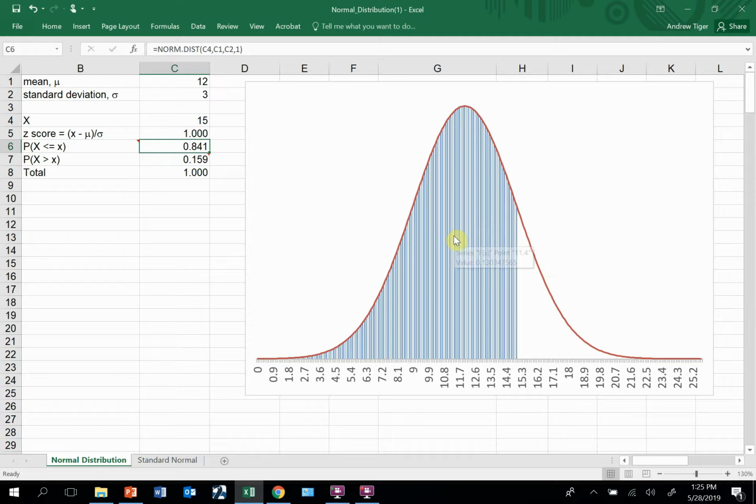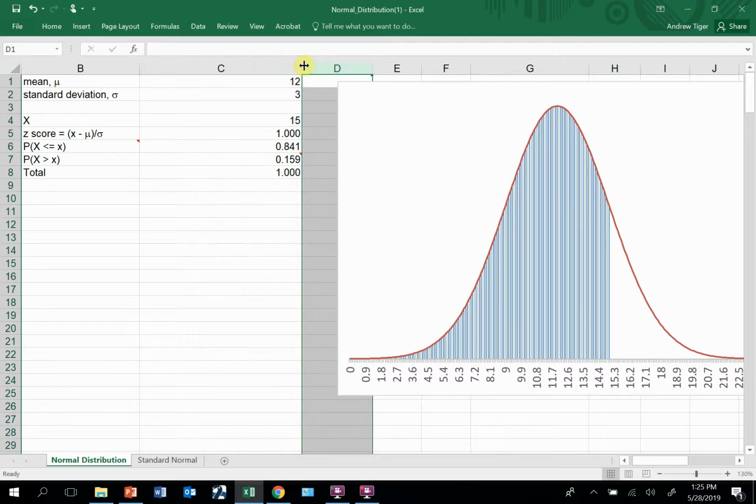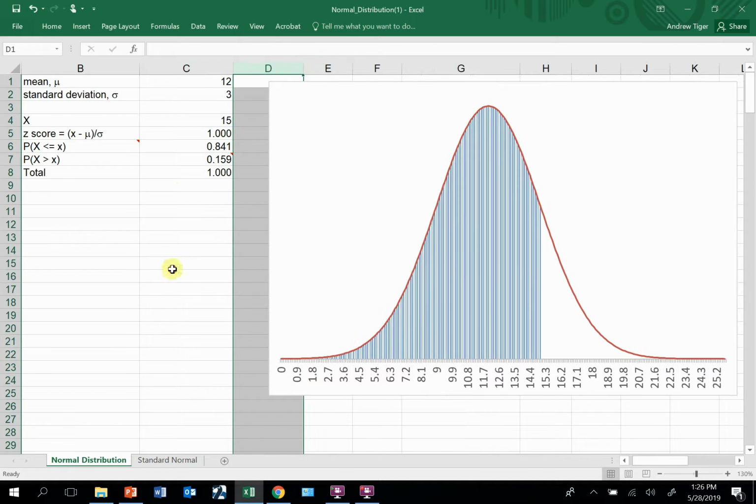That's the blue. The white, this side, would then be the probability of getting greater than 15, which is 1 minus that, or about 16%. This is the blue area, this is the white area, they total to 1. Now that's using Excel. Specifically, I'm using this formula in Excel, norm.dist. So let's show you how you do this using the back of the book.